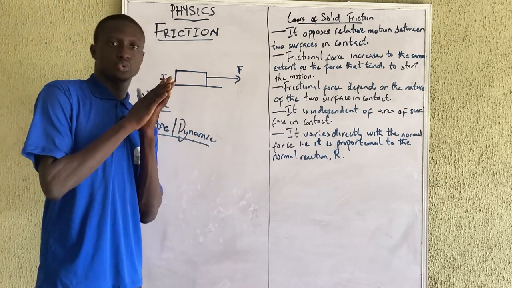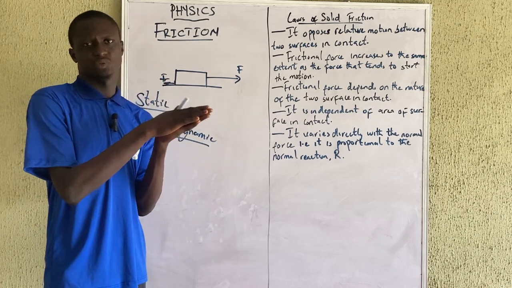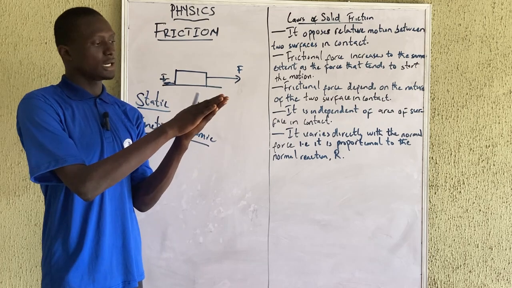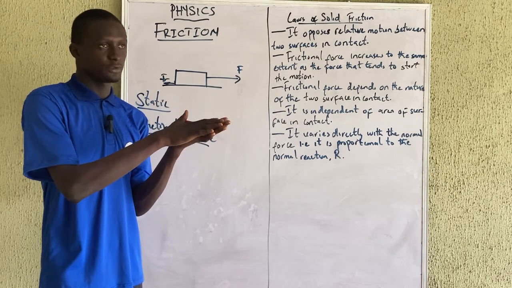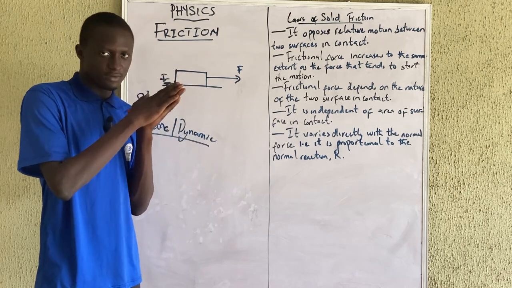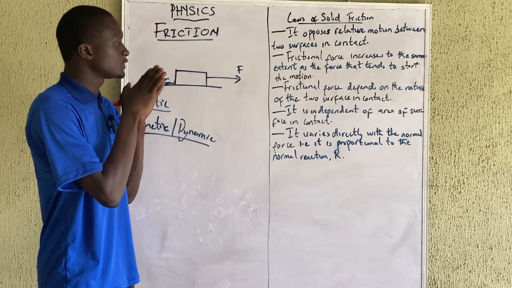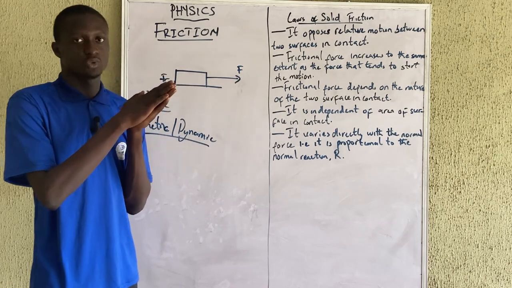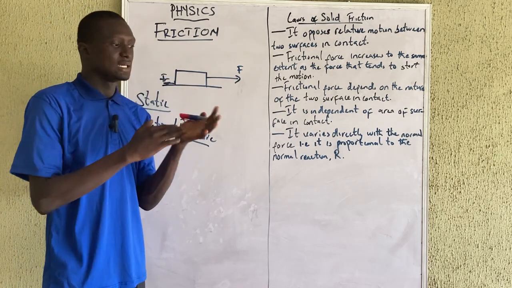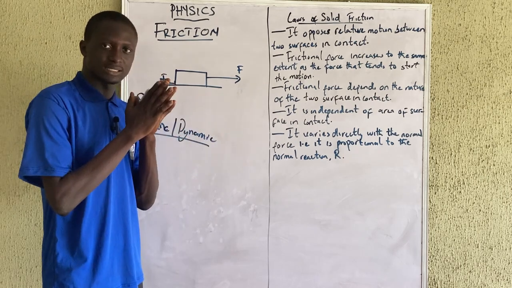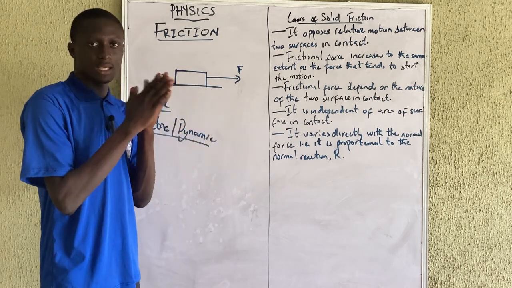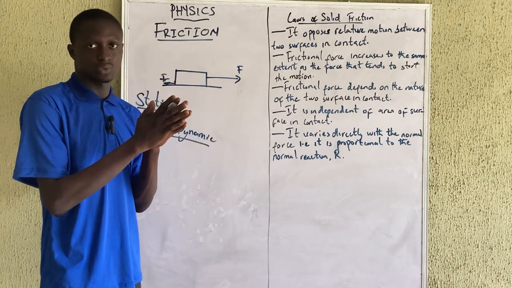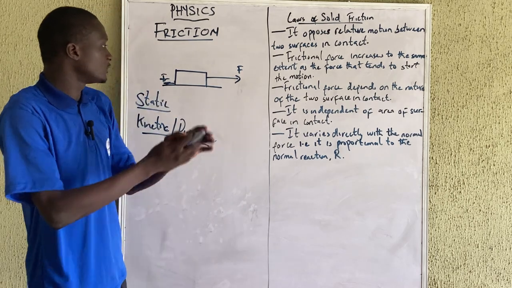Now, when you have two very smooth surfaces, the frictional force is going to be less than when you have two rough surfaces. When you have two rough surfaces in contact, the frictional force is going to be very, very high. But when you have a smooth surface, the frictional force is going to be very low. So it means that the rougher the two surfaces in contact, the higher the frictional force, and the smoother the surfaces in contact, the lesser the frictional force.